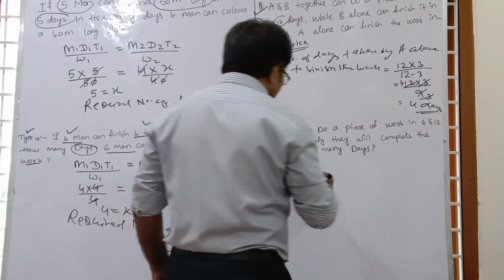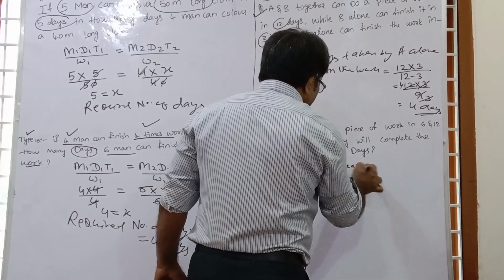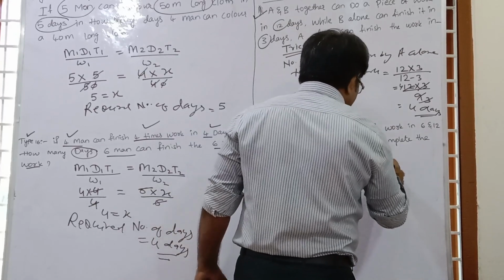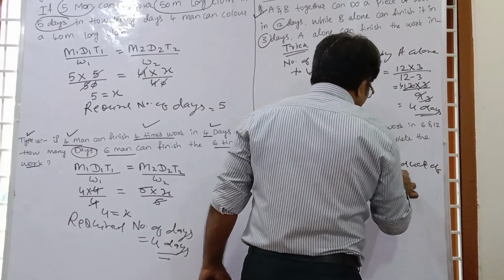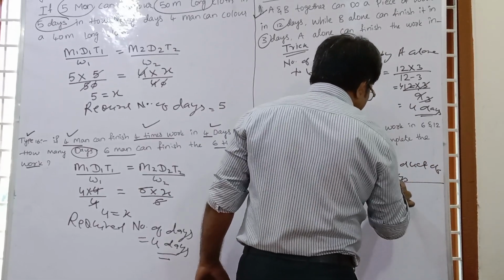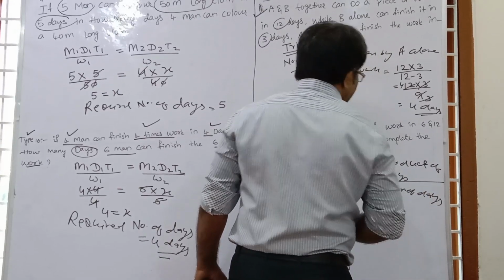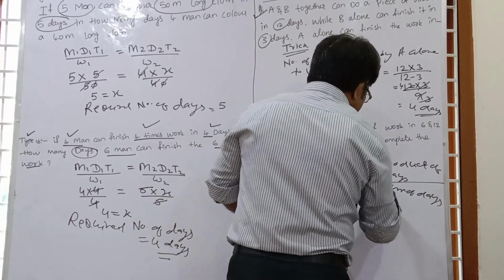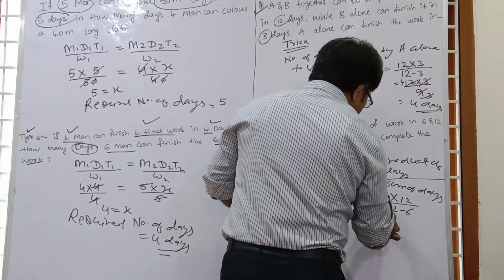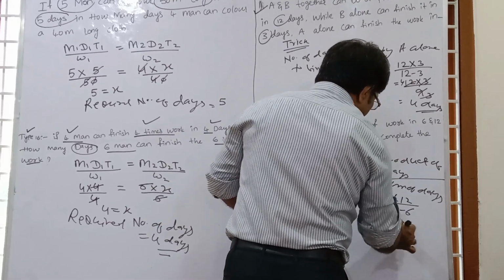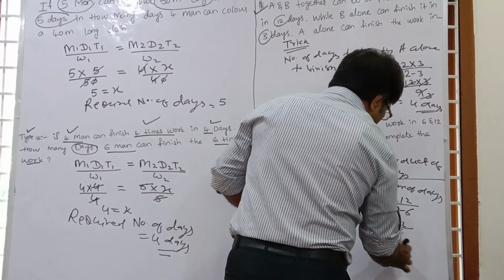So for this type of question, there is a trick. The number of days equals what? That is the product of days divided by the sum of days. So here 6 and 12 days are given. So this is 6 into 12, and here 12 plus 6. So 6 into 12 upon 6, so this cancels out. So your right answer is 12 days.